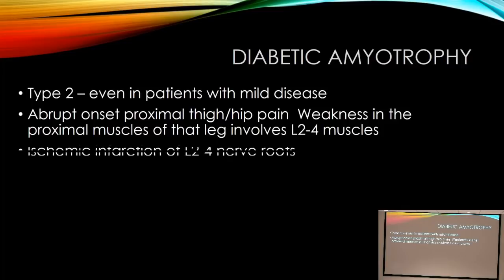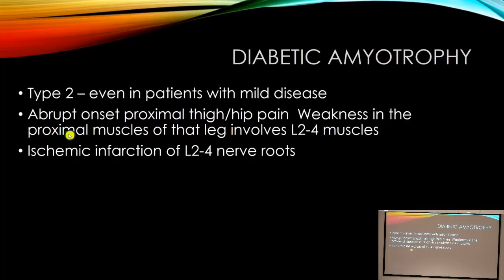And so the etiology here is ischemic infarction of the L2-3-4 nerve roots. Okay, and so again, why those nerve roots? I don't have a good answer for you, but those are the selective nerve roots that are involved in this. And so it presents like a radiculopathy. Okay, you might think, well, this is maybe a disc herniation or something.